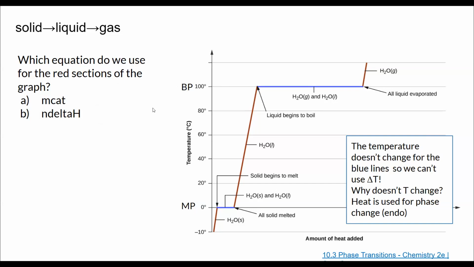So they could give you the delta H for vaporization, and then that is what you would use up here for the phase change of vaporization, for example.